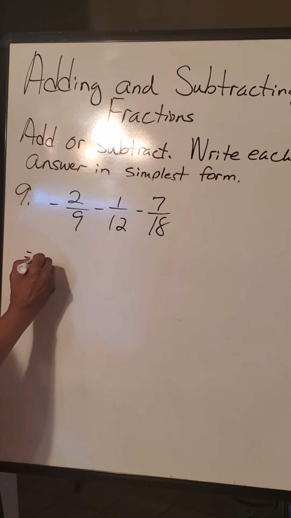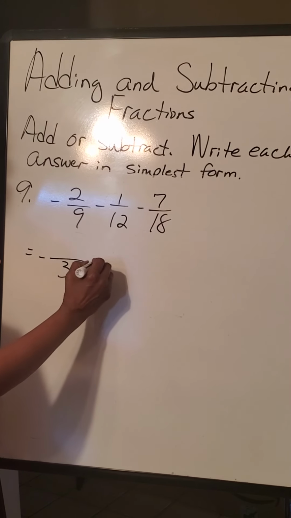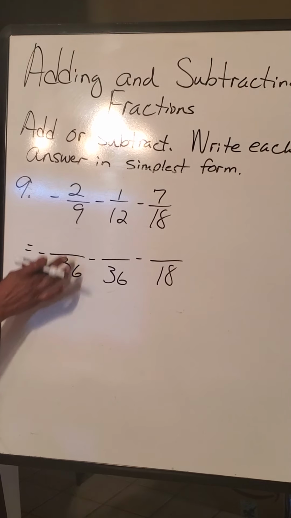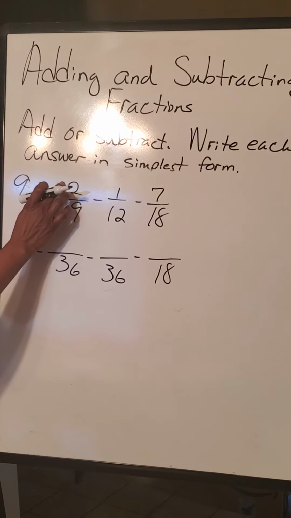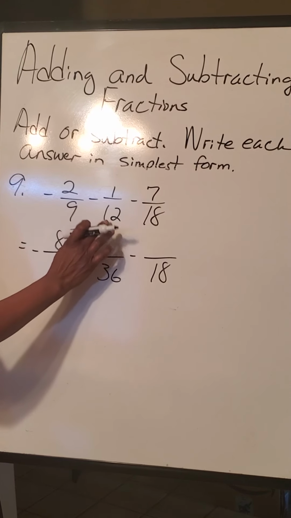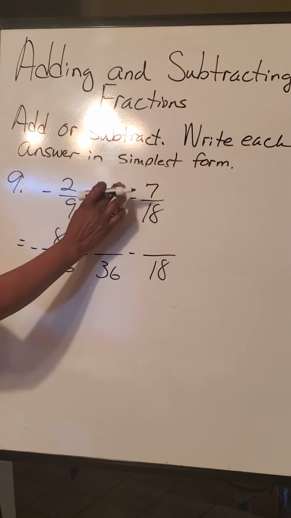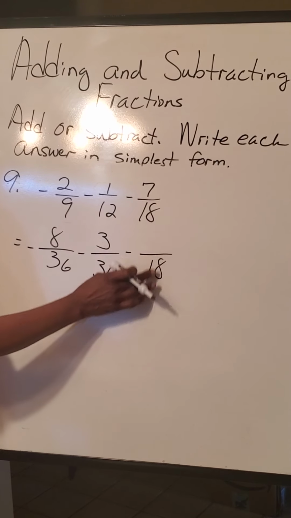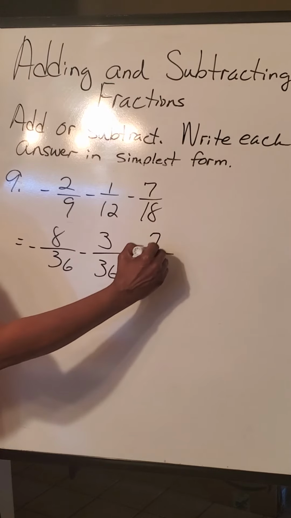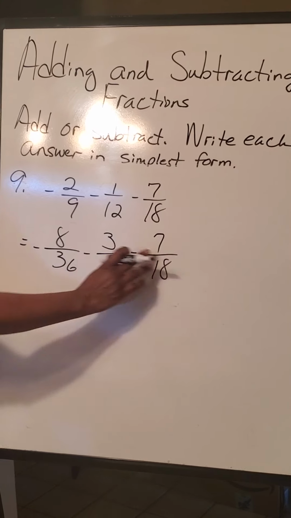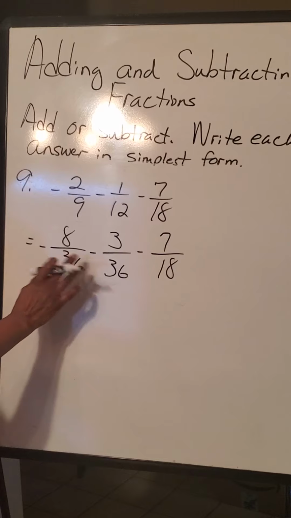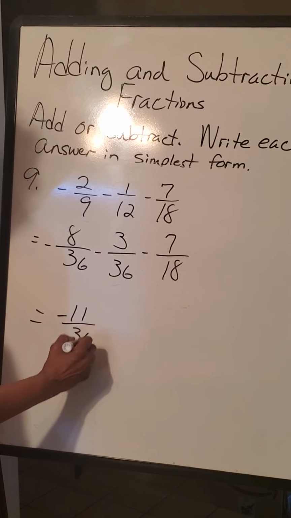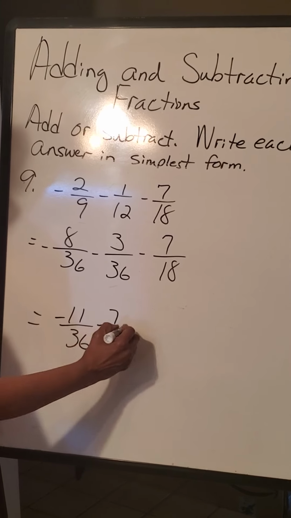So I'm going to rewrite these fractions with a denominator of 36. 9 times what gives me 36? 4. So 4 times 2 gives me 8. 12 times what gives me 36? 3. So 3 times 1 gives me 3. Then this denominator is already the LCD, so that numerator remains the same. All of these are negative, so when I add a negative 8 and a negative 3, I get a negative 11. So I get a negative 11 over 36 minus 7.